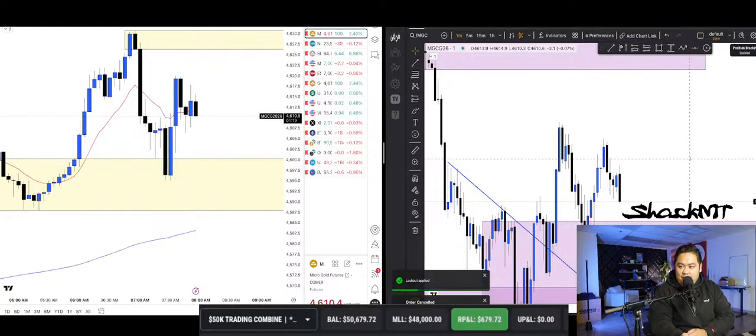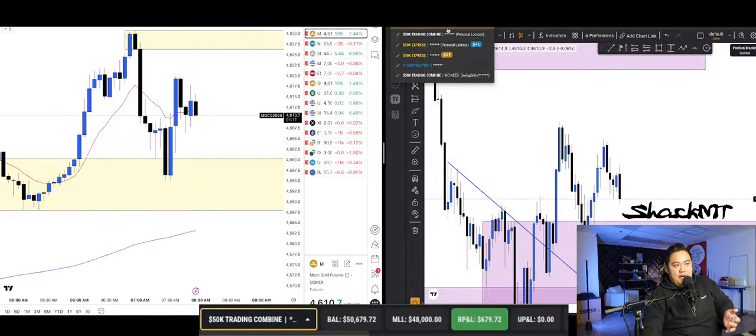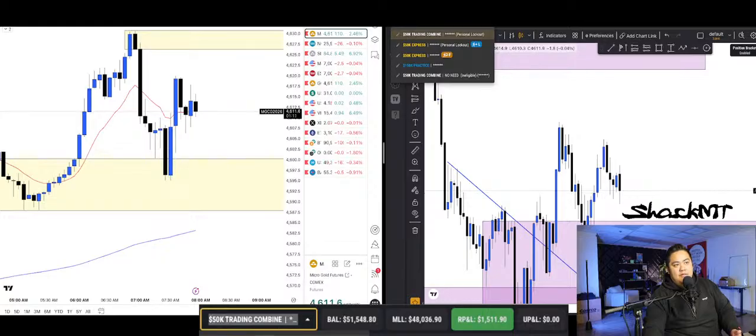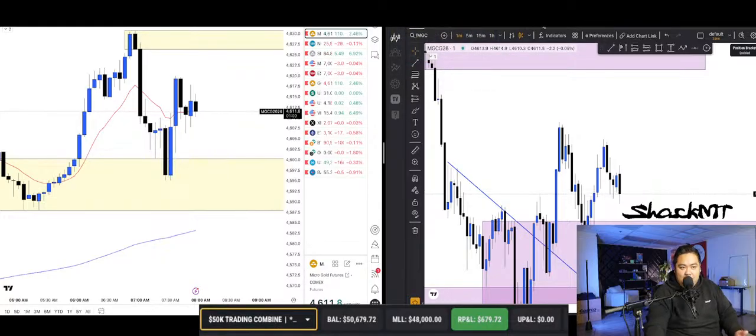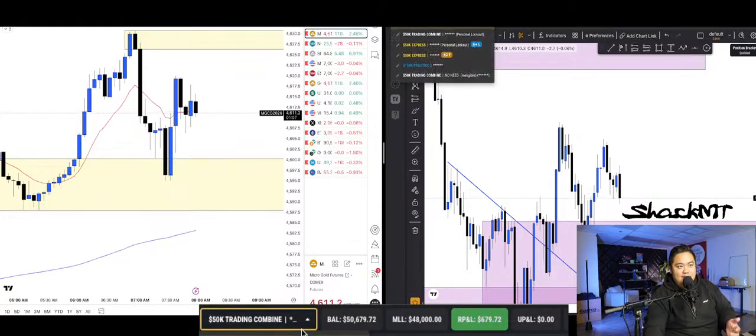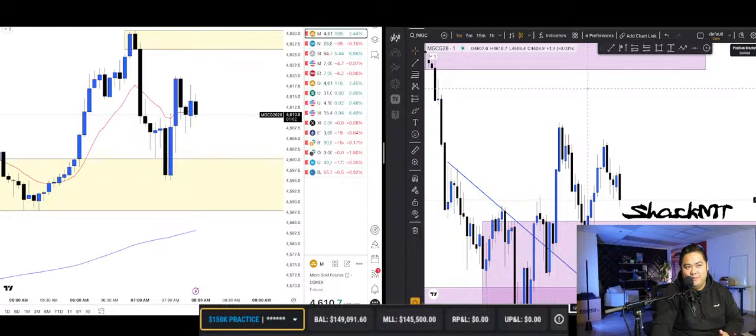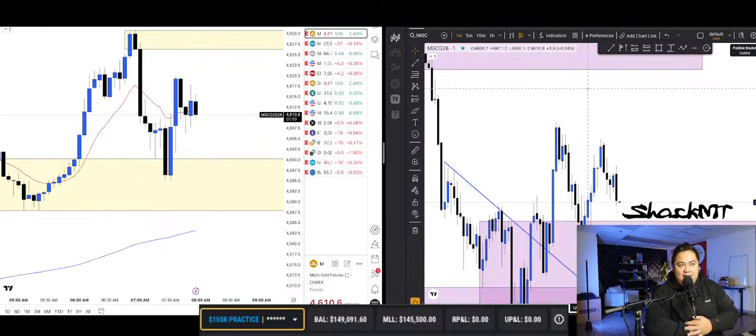So we locked in profits. We already have this combine at 1500. So tomorrow our goal is to make 1500 on this account. Combine, I'll just close it out. There you go. And then I'll trade. We got this 150K account. 150K practice account.